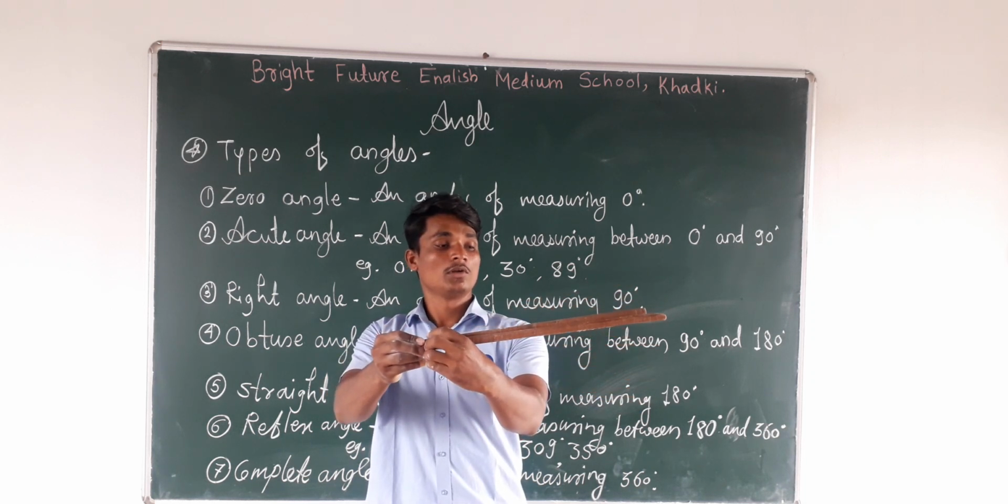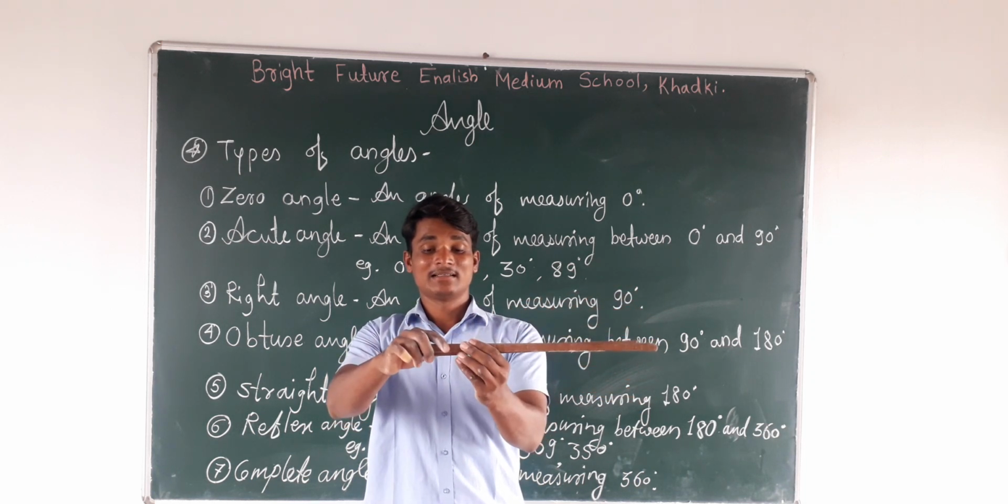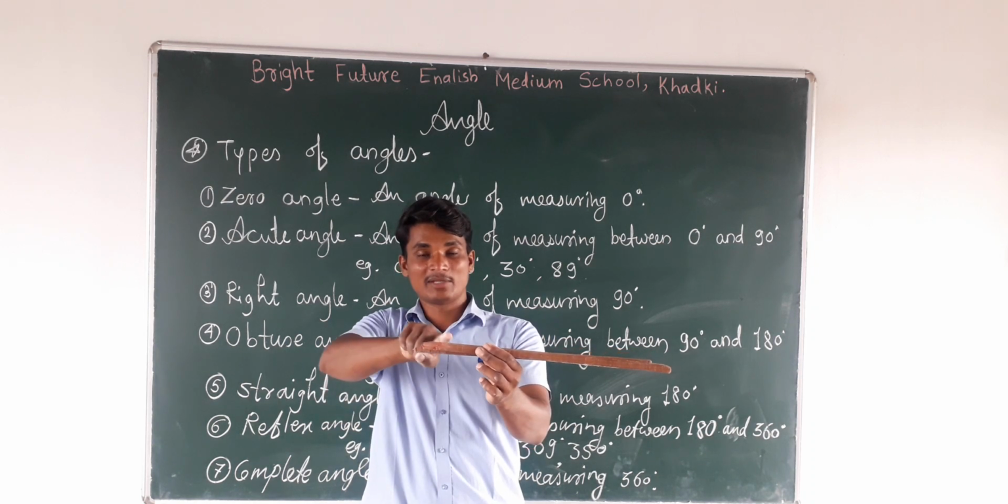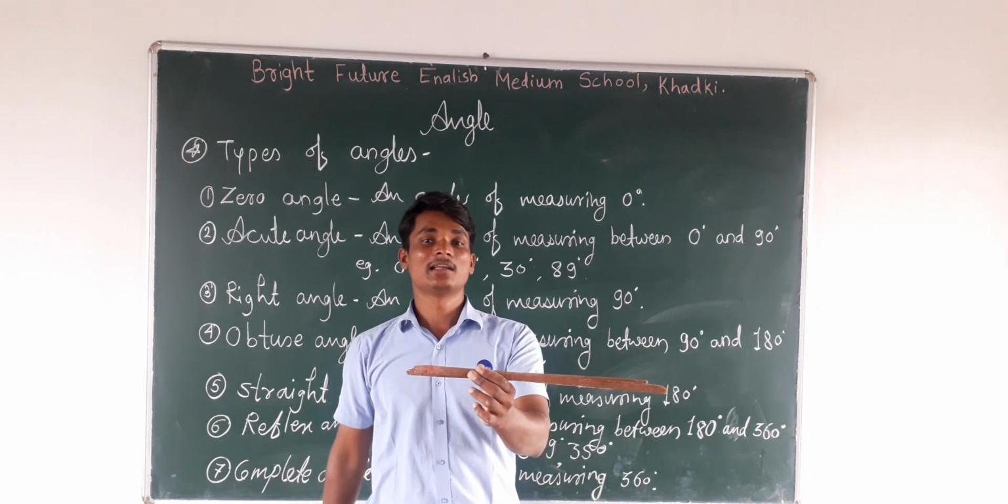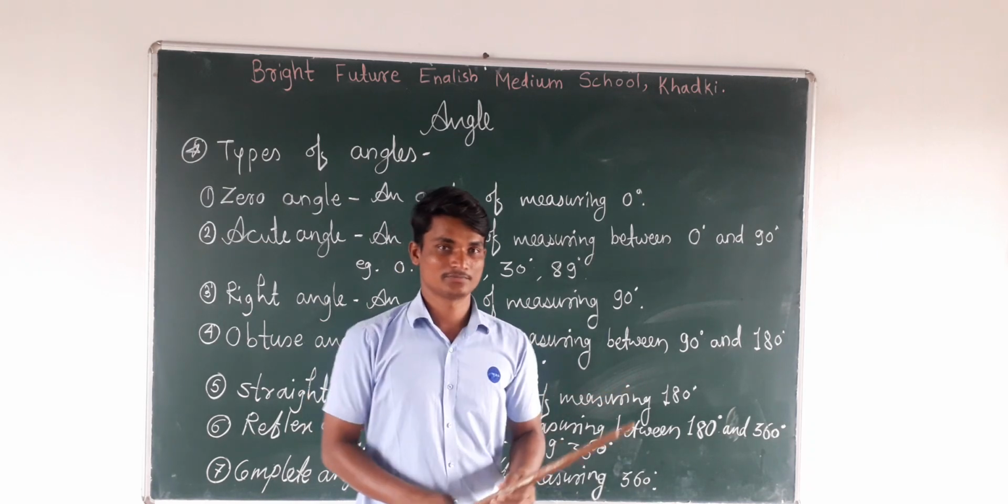And when we move until the rays lie on each other and we measure this angle, then this is called a complete angle. Okay, understood.